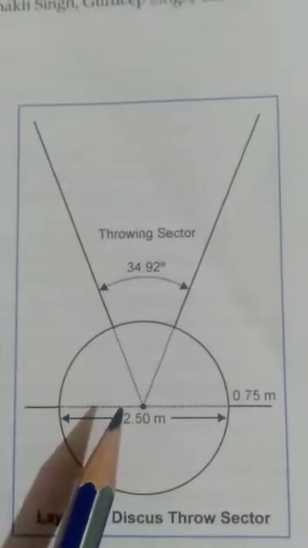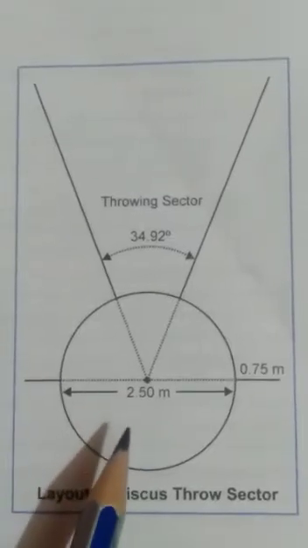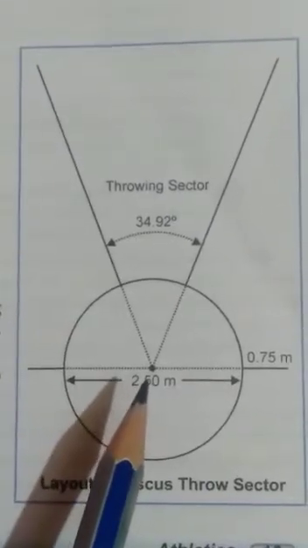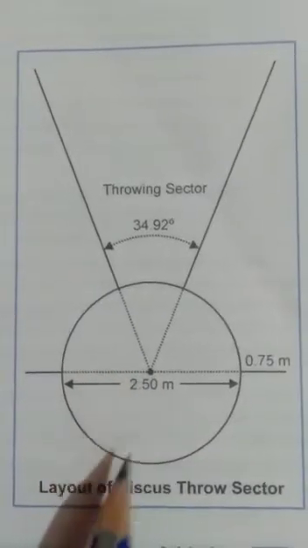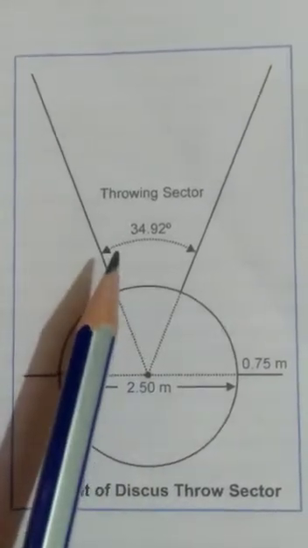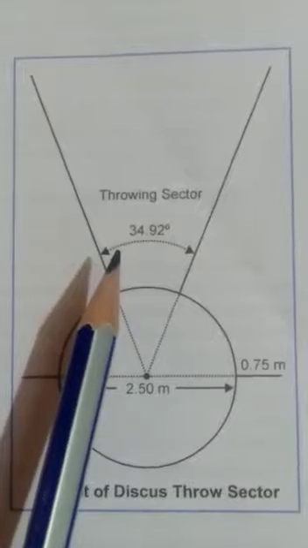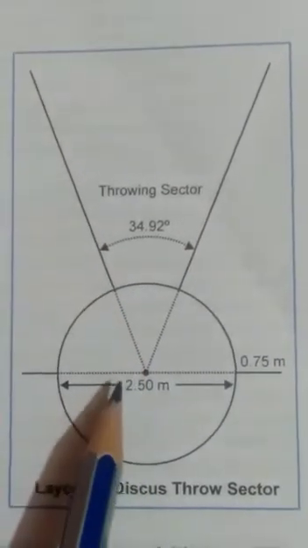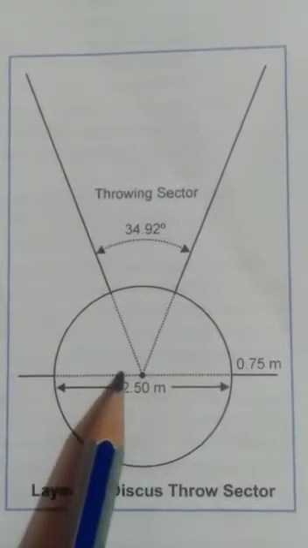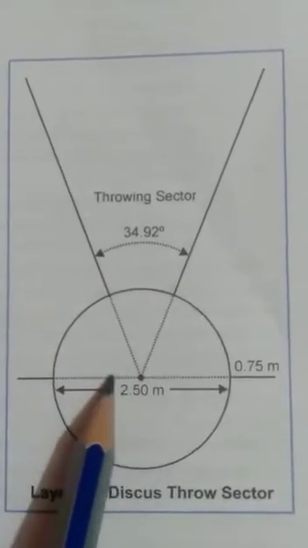in the circle facing back. It means the face should be toward the back of the throwing direction. Face should be this side and back should be this side. His both feet should be open and in a straight line, just like here. Both the legs should be straight here.